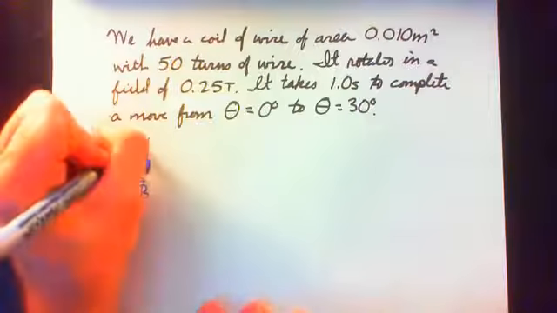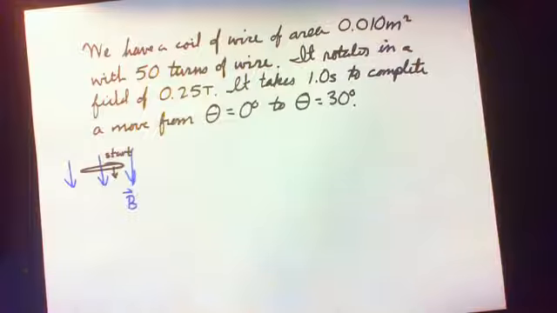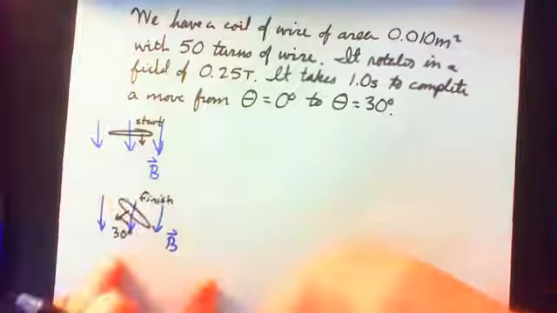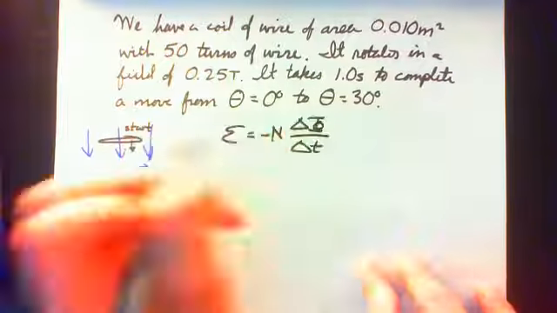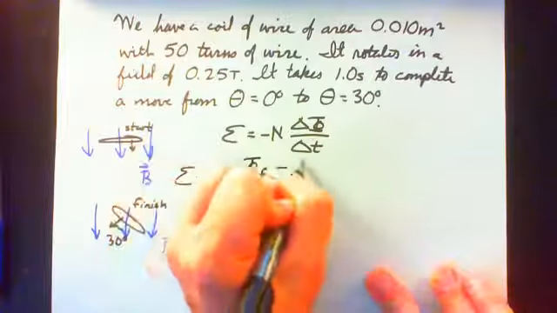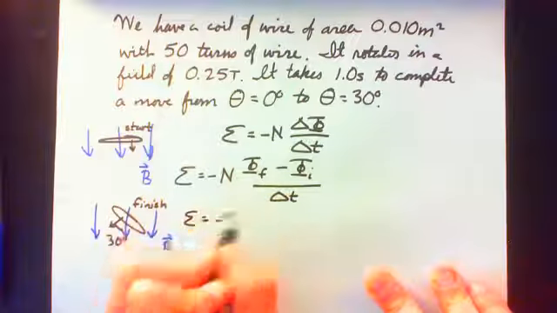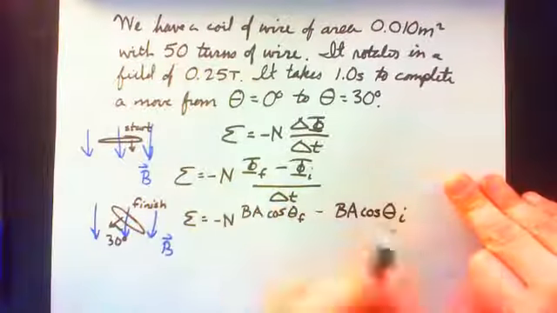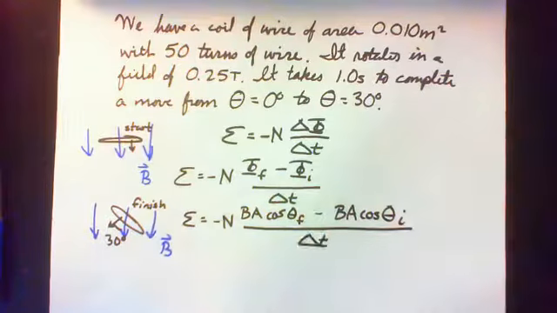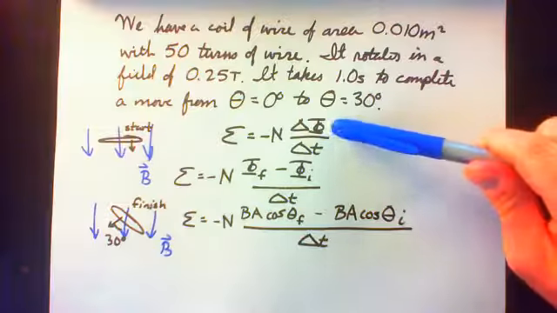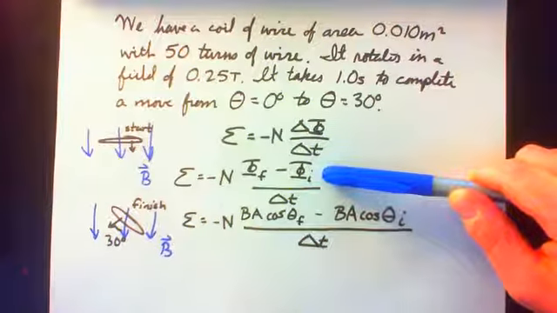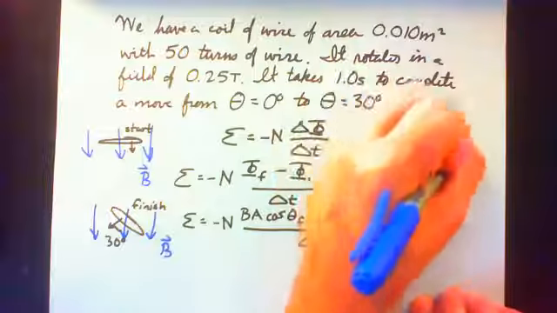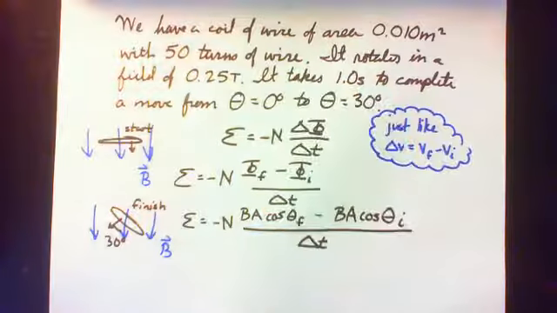So we go to our EMF equation, to Faraday's law. We know N is equal to 50. We know the magnetic field. We know the area. And we know both angles. We also know the time that it takes. Now, another way we can write delta phi, the change in the magnetic flux, is that it's the final flux minus the initial flux. And we can calculate each of those. We can calculate the final flux and the initial flux. So that's going to be our method of attack in this problem.